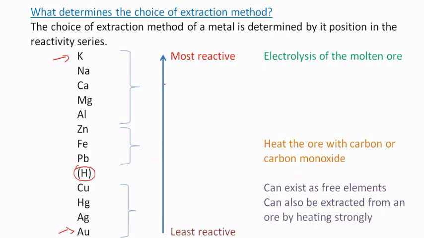within the reactivity series. Now, at the top, we have the most reactive metals. This means that the ores or the compounds formed have very high melting points, and therefore requires a strong method of reduction. So at the top of the reactivity series, we have to use electrolysis in order to extract the metal.